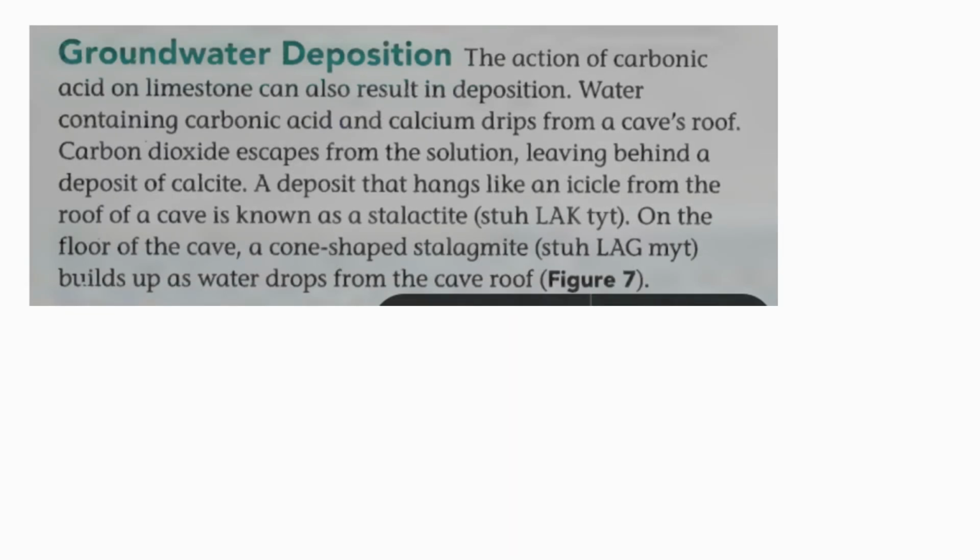Groundwater deposition. The action of carbonic acid on limestone can also result in deposition. Water containing carbonic acid and calcium drips from a cave's roof. Carbon dioxide escapes from the solution, leaving behind a deposit of calcite. A deposit that hangs like an icicle from the roof of a cave is known as a stalactite. On the floor of the cave, a cone-shaped stalagmite builds up as water drops from the cave roof, Figure 7.